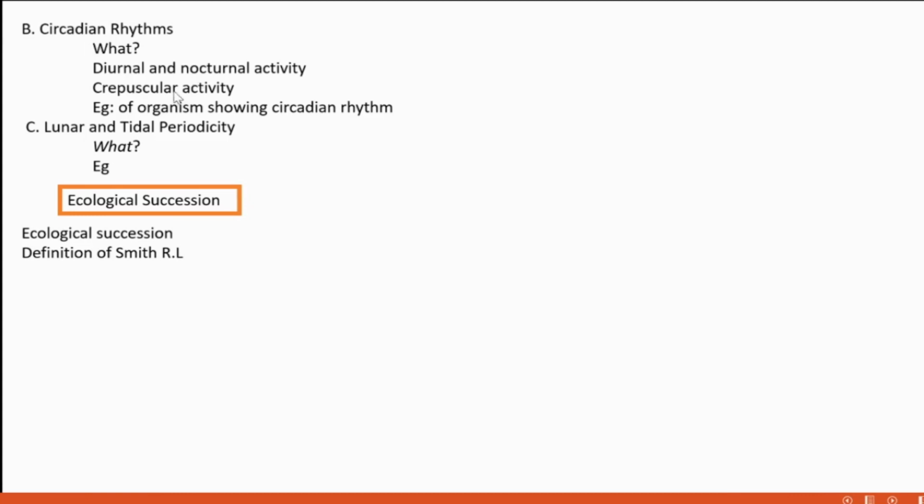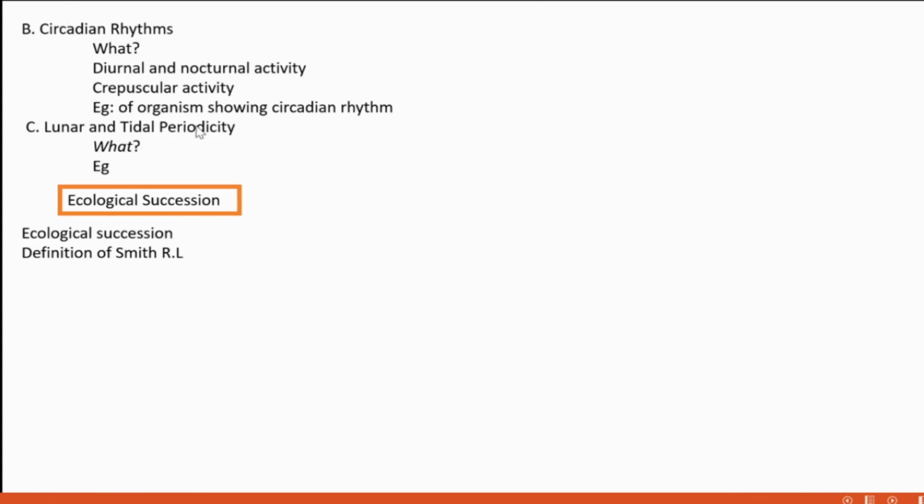Then crepuscular activity. Crepuscular activity means some organisms become active or inactive based on the dawn and dusk. During those conditions, only some organisms become active. Dawn means prafara pradosham. Then examples of organisms showing circadian rhythm: Mimosa pudica, Phaseolus, Oxalis. All of these are examples of circadian rhythm.